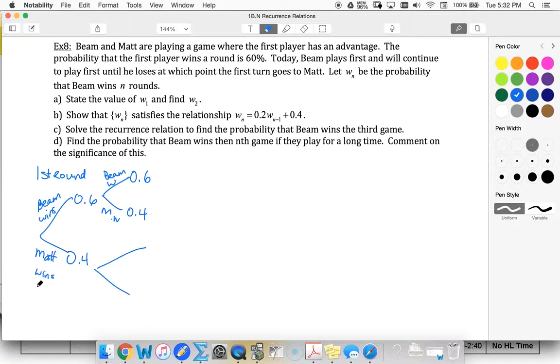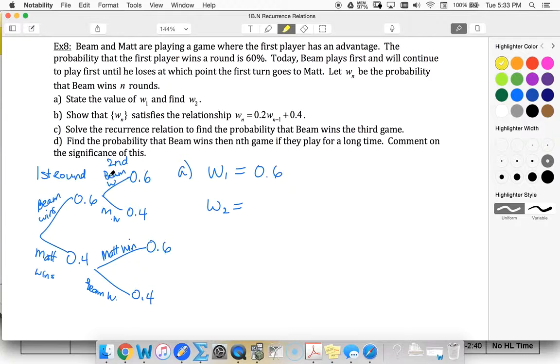But if Matt won the first round, that means Matt's now the first player in the second round, and his probability of winning is 60%, which means Beam's probability of winning is 40%. So this set of branches is our second round. The probability that Beam wins round 1 is 60%. The probability that Beam wins round 2, well, he wins round 2 either here or here. To get to this branch, I would have 0.6 squared. To get to this branch, I would have 0.4 squared.